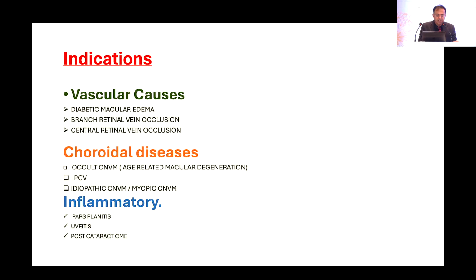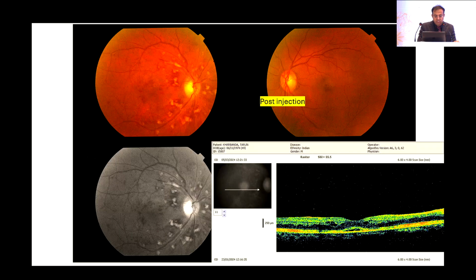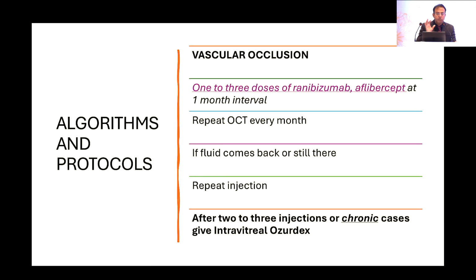Indications, as I've already said, these are the vascular causes, choroidal diseases, and the inflammatory causes. So we've already discussed them. For a CRVO with CME, as you can see in this picture, we have given an injection, and post-injection the fluid has decreased. So when we talk about the protocol or the algorithm, as an anterior segment surgeon, you need to understand how many of them you have to give. For a vascular occlusion, 1 to 3 doses of these injections at 1 month interval. Repeat OCT every month. If fluid comes back or is still there, repeat injection.